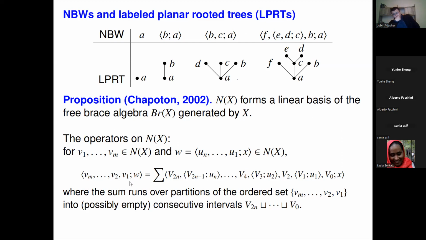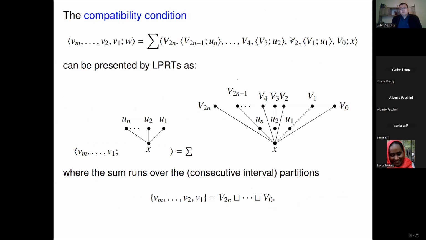By the compatibility condition, this one is a sum of some bigger brackets. This sum runs over partitions of the ordered set v_m down to v_2, v_1 into consecutive intervals. Here we have 2n plus 1 intervals. We can also understand this by the labeled planar rooted trees. For example, I just copy this condition.